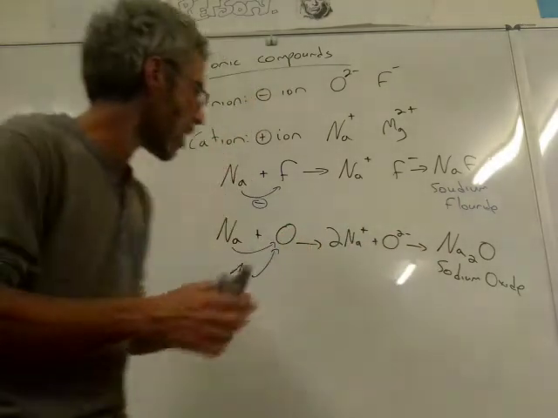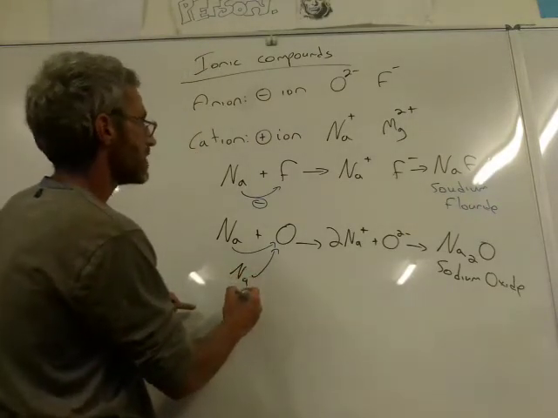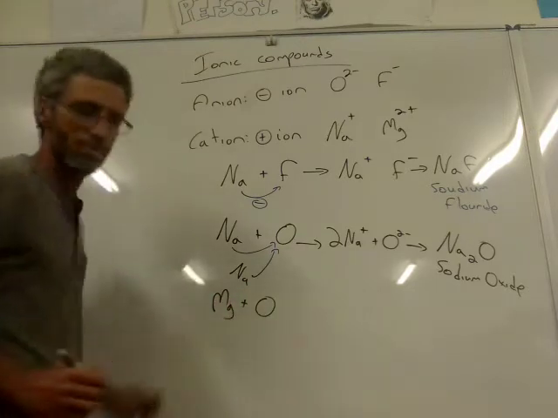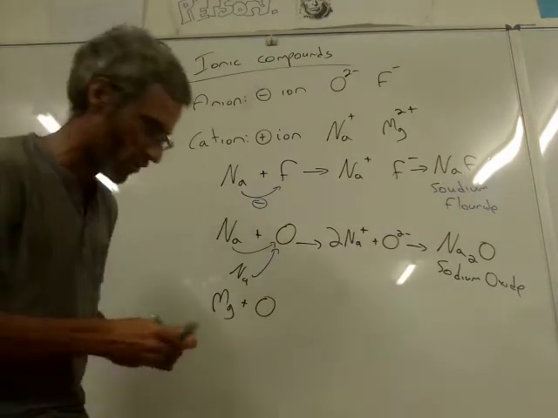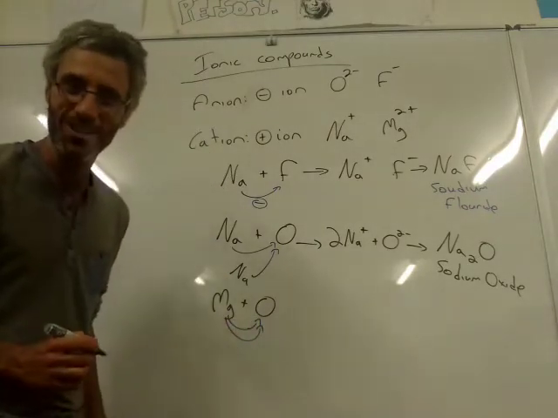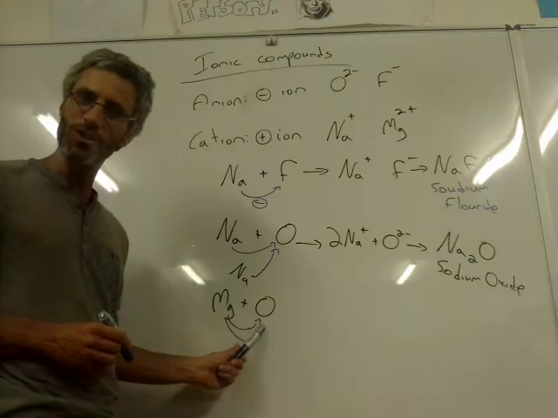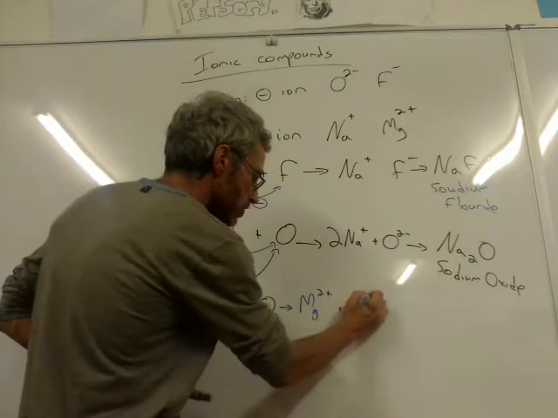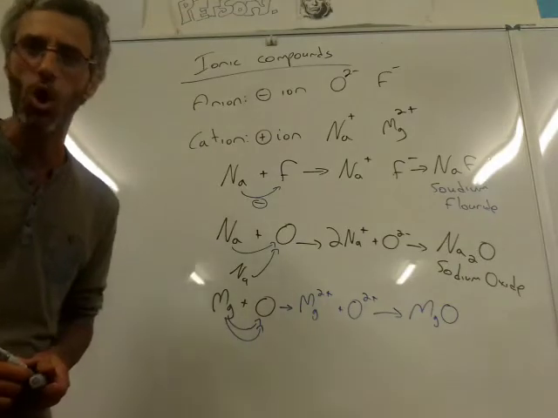I'm going to show you one more example. So let's say now I've got Mg, and I'm going to react it with oxygen. This is what we've done, isn't it? Magnesium has 2 electrons to give, and oxygen luckily wants to get 2 electrons. So that's fine. We just need 1 atom of magnesium and 1 atom of oxygen. So we're going to have magnesium 2 plus, oxygen 2 minus. Together they form MgO, magnesium oxide.